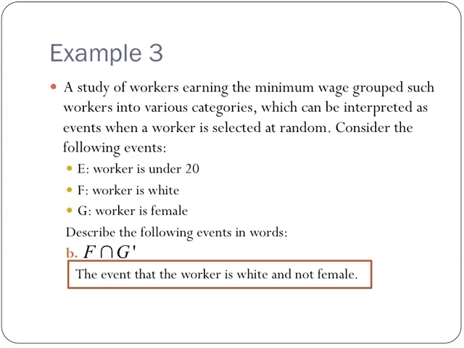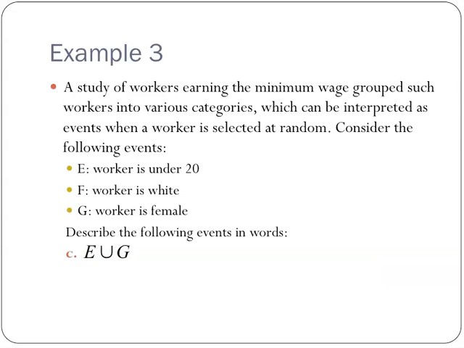All right, let's look at the last one here. E union G. So remember that E union G means that E occurs, or G occurs, or both occur. So in this case, E represents that a worker is under 20, G represents that a worker is female. So E union G represents the event that the worker is under 20 or is female.